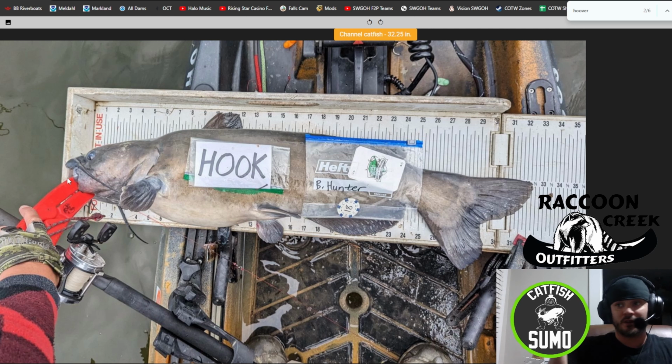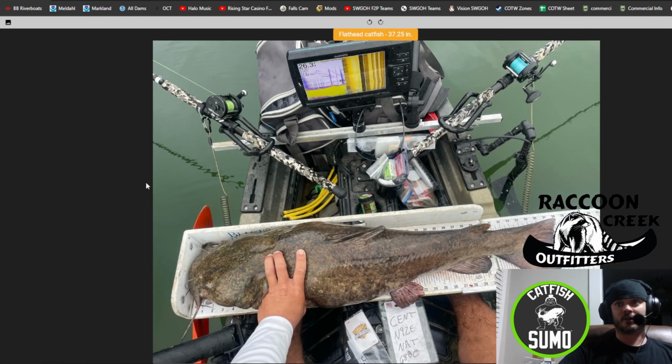All that matters is you're not altering the fish yourself. They are naturally laying on the board. So this fish right here, perfect. Next, flathead. Flatheads can be measured on their bellies.